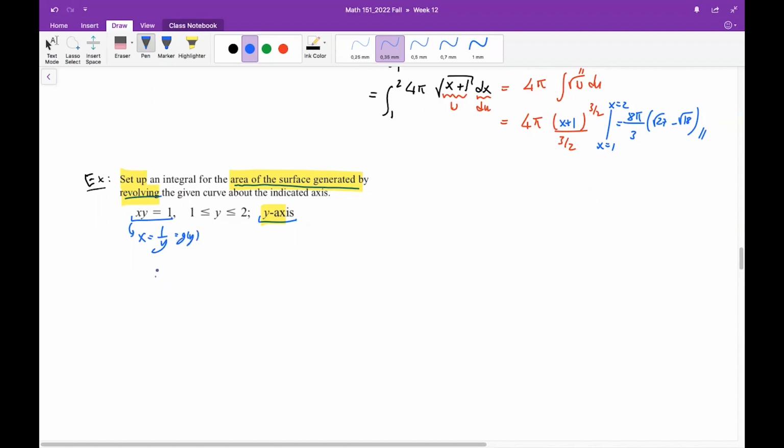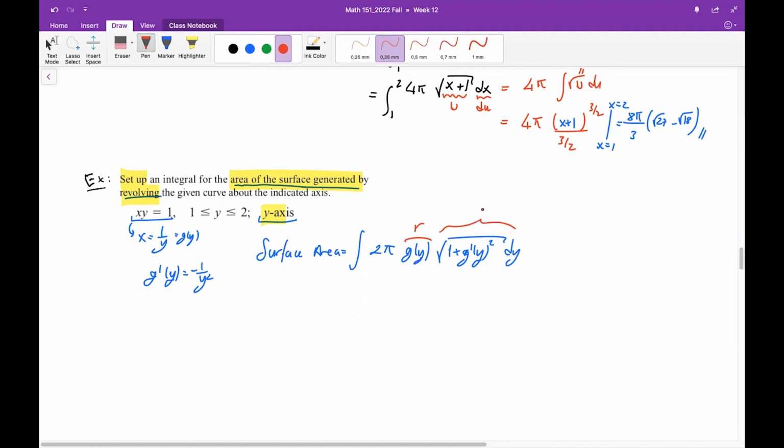Then we will need g prime of y. What is the derivative of 1 over y? It is minus 1 over y squared. So the surface area is given by this definite integral: 2 pi g of y times the square root of 1 plus g prime of y squared, dy, where this part is your radius, as we discussed above, and this part comes from ds.